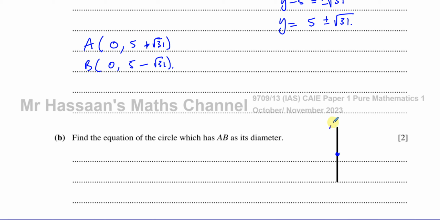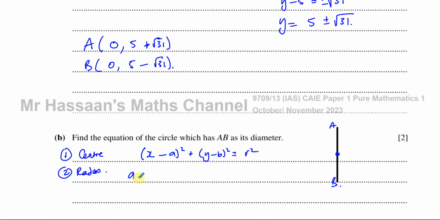Okay, this would be A and this would be B. So the equation of a circle is found by two things. We need to know the center of the circle, and we need to know the radius of the circle. If we have those two things, we can write down the equation of the circle, because the equation of the circle is given by (x minus a) squared plus (y minus b) squared equals r squared. (a, b) is the center of the circle, and r is the radius. So if we have those pieces of information, we can find the equation of the circle.